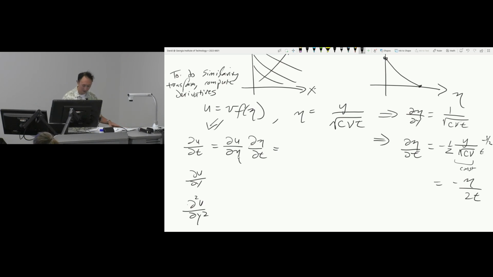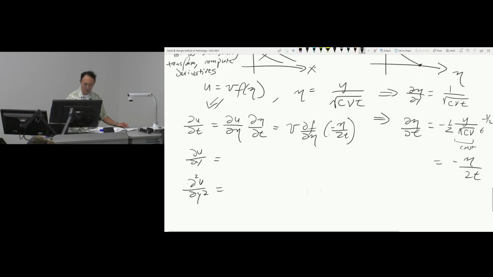And then now let's do this. Now du d eta, that's just v, because that's a constant, times f, we'll call this df d eta. And then I take d eta as a function of t, which I can just copy from over here, which is negative eta over 2t. All right? So see if you can do the similar trick for y and then the second derivative of that.